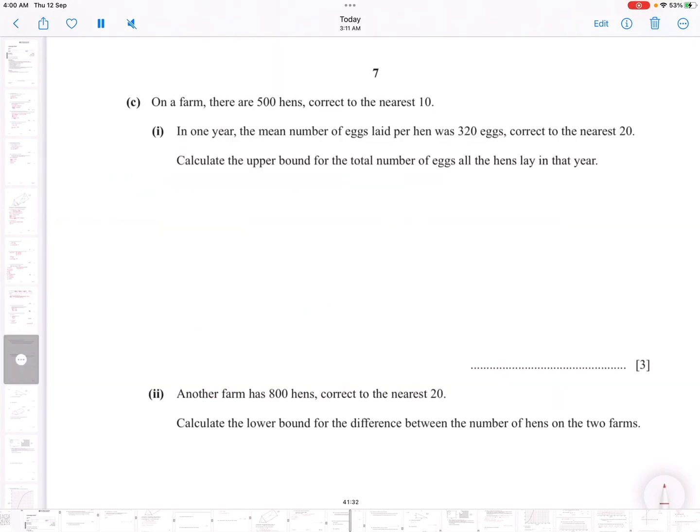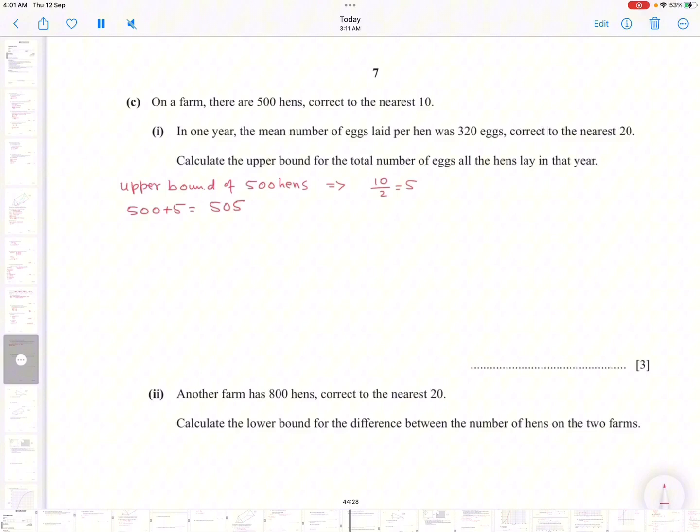On a farm there are 500 hens, correct to the nearest 10. In one year, the mean number of eggs laid per hen was 320 eggs, correct to the nearest 20. Calculate the upper bound for the total number of eggs all the hens lay in that year. Remember, whenever some value is written after correct to the nearest, always divide it by 2. So the upper bound of 500 hens is 10 divided by 2, that is 5. So 500 plus 5, 505. This is the upper bound of hens.